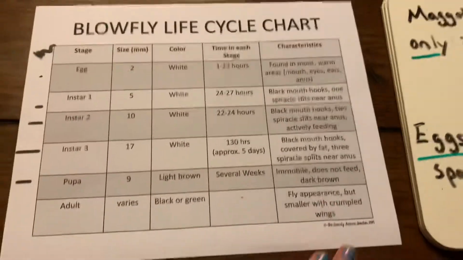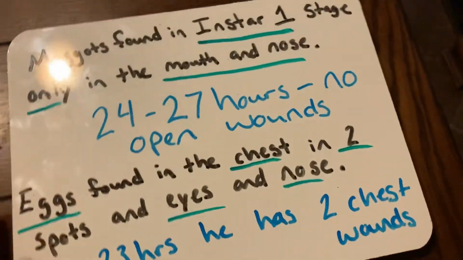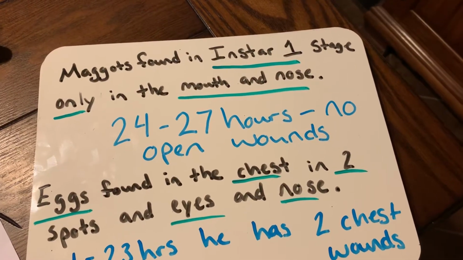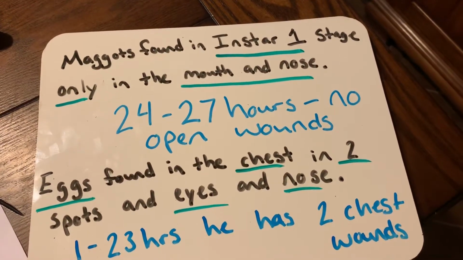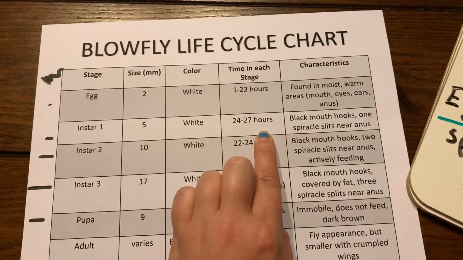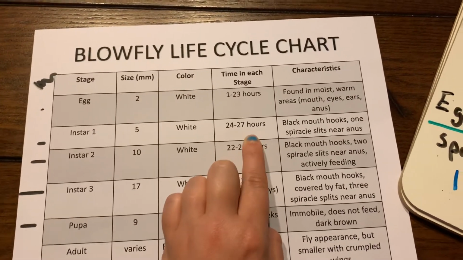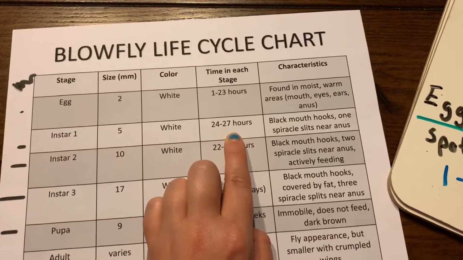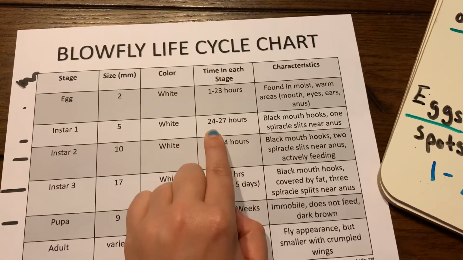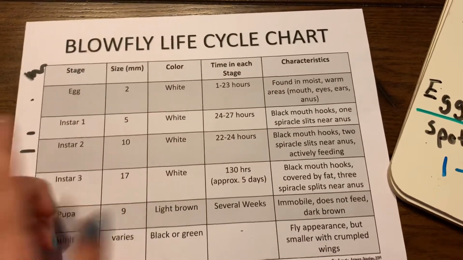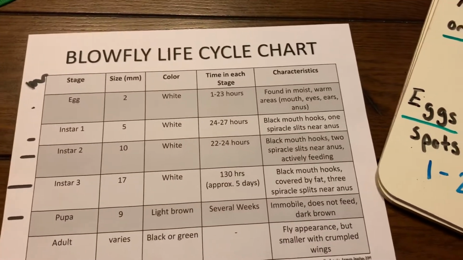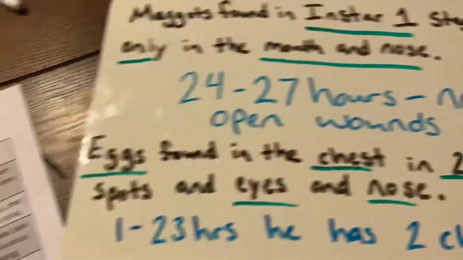So I'm going to show you some practice problems on how to use it. Here we go. Got a little bit of a glare, turn it, there we go. So maggots found in instar 1 stage, so they're found in their smallest stage, and they're only found in the mouth and the nose. If that is true, what that tells us from the chart for instar 1 is that the person had to have been dead for at least 24 hours, up to 27 hours, to find that size of maggot on the body. So if that's the only maggot you find, that's the only size, then the person had to have been dead at least 24 hours, because that's how long it takes for the egg to hatch into that size larva, and they stay that size up to 27 hours. So we're in like the day after a person has deceased if you're finding that size maggot.